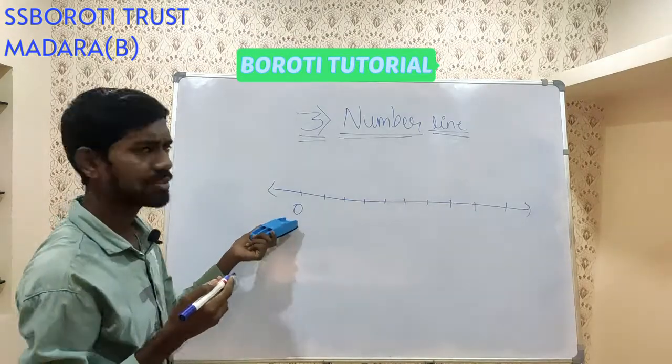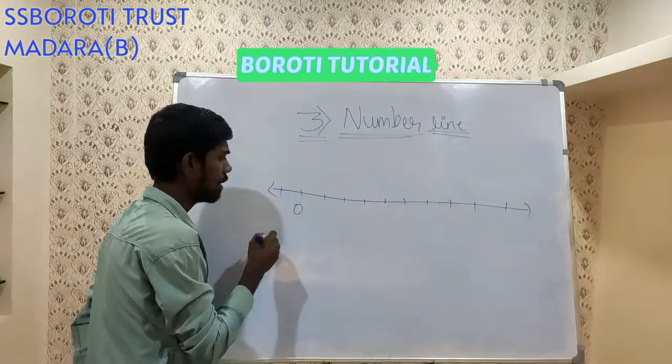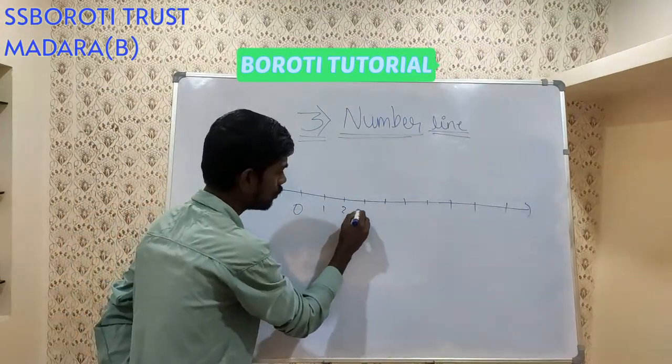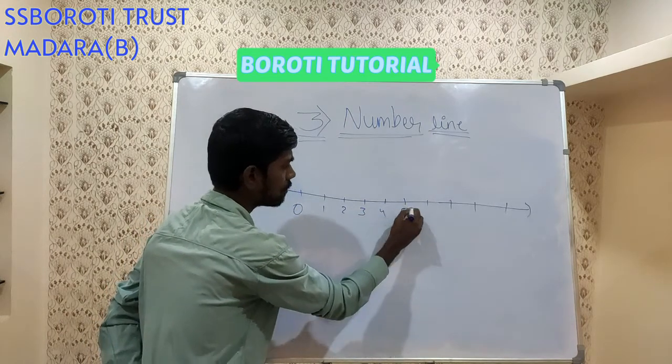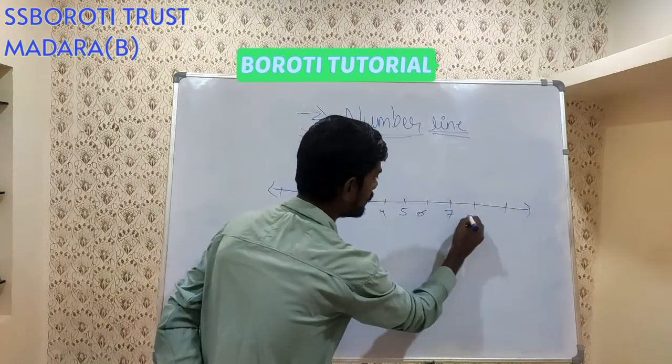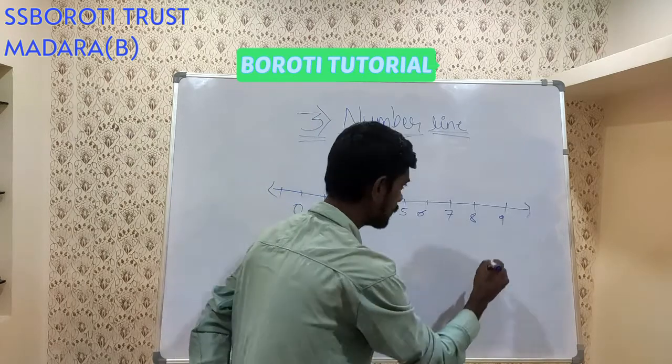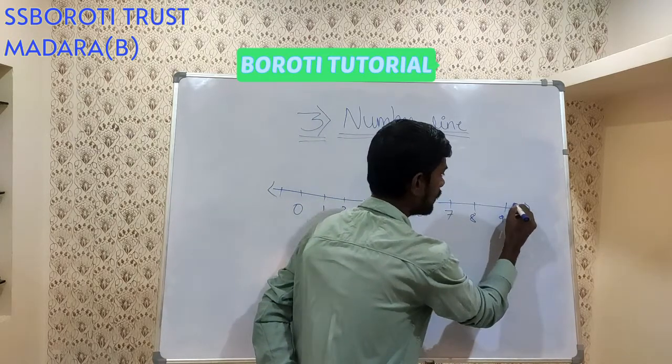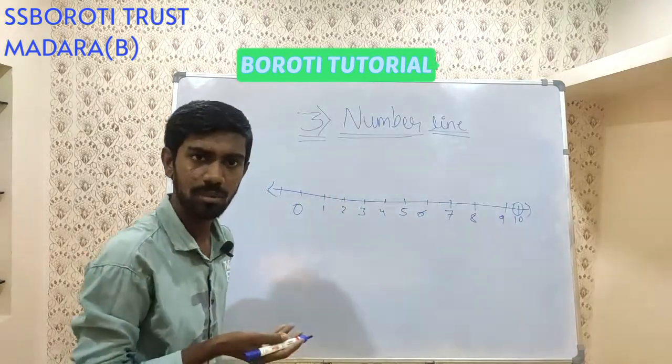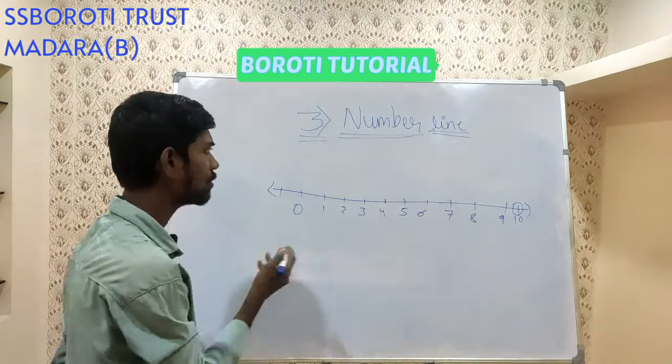That's why we can take 0 here also. Don't worry about that one. Then we can write 1 here, 2, 3, 4, 5, 6, 7, 8, 9. Then we can mark 10 here. Now we have represented the number 10 on the number line. Like that only you have to represent the numbers.